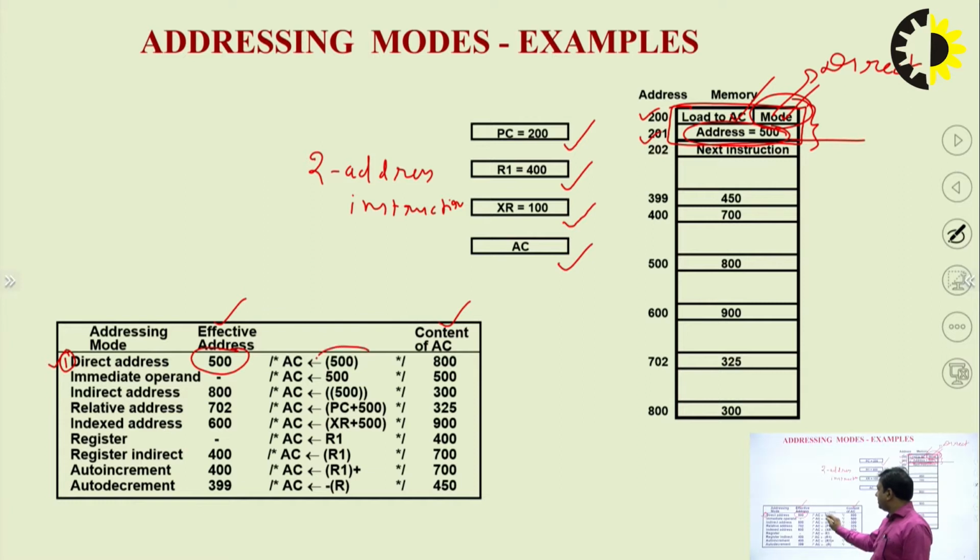So go to this memory location, into this memory, and find the content or the operand. At location number 500, the value of the content is 800. So the content to the accumulator is 800 here, right? This is the definition of the direct addressing mode. That means the address field itself is an address, right?